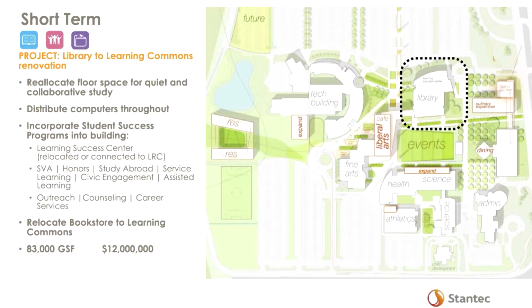So with the library, reallocate floor space for quiet and collaborative studies, separate where people need to be quiet from where people are going to be conversing and working with student engagement. Distribute computers throughout. Get them out of the lab space and get them everywhere in the building so students have access where they are. Get electricity everywhere in the building as well. Bring in the student services, learning success, which is already in the building, but strengthen that connection. Bring in that engagement center. Bring in the outreach, counseling, and career services, and then bring the bookstore, not shown on this drawing, in to connect that to where the students already are. Again, this is pretty much, at this stage, all renovation, probably a $10 to $13 million project.